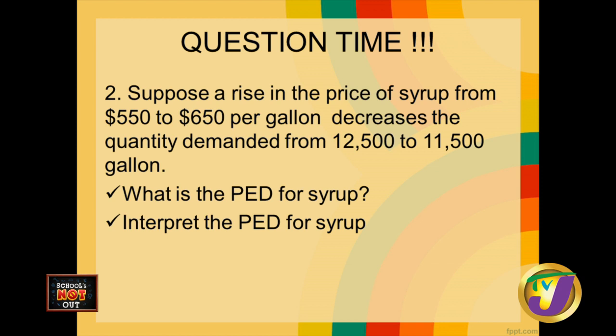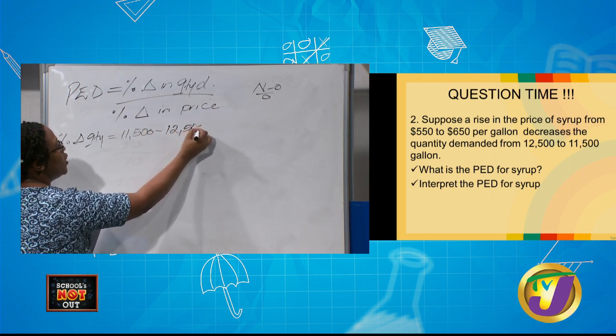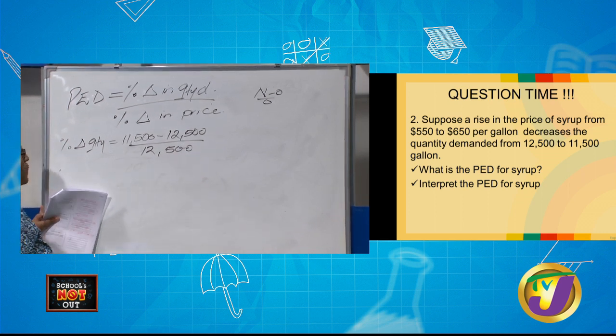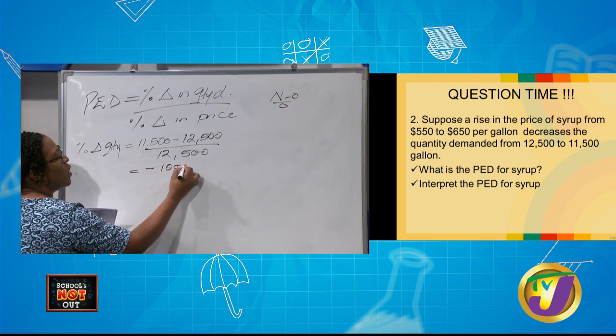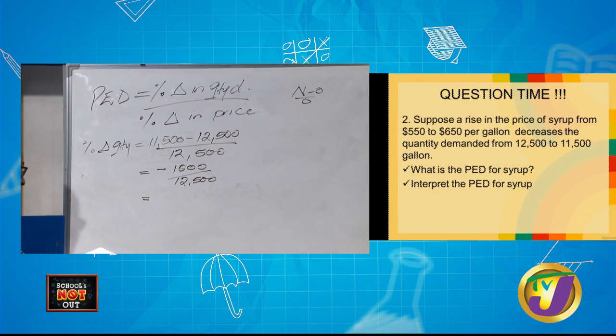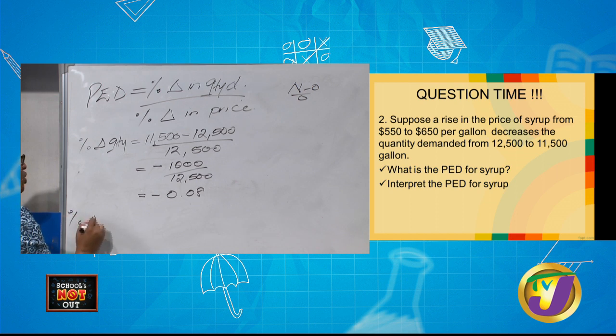Again, have your formula in place so that you do not make any errors. As an examiner, it always pains my heart to see students make a mistake and we cannot award them any marks. So let's go. Let's work first with the percentage change in quantity demanded. Remember again, we have new minus old divided by old. So our new quantity is 11,500 minus 12,500, which is the old quantity, divided by 12,500, old again. So that is equal to negative 1,000 divided by 12,500. You're working your calculators, I can hear them going, and that is equal to negative 0.08. Correct.